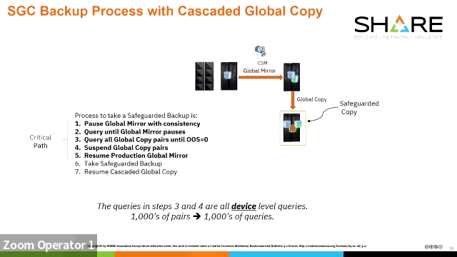Once the Global Mirror pauses, we have to query the Global Copy pairs until all the data is drained. Then we suspend the Global Copy pairs, and then we can resume Global Mirror. Because we've suspended this, after that we can take the safeguarded capture at that point.